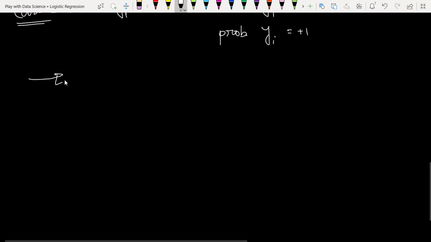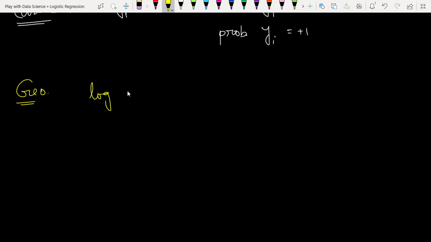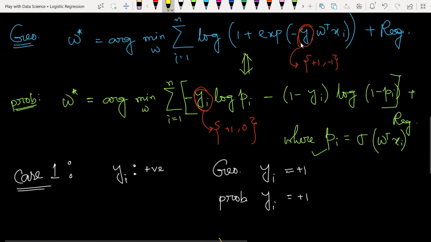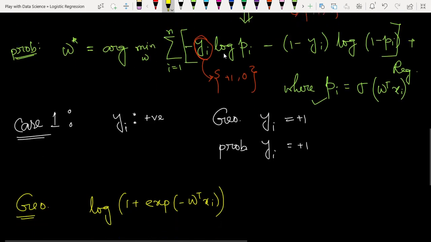If we apply this in the geometric part, the equation comes to log of 1 plus exponential of minus w transpose x. Actually y_i here is equal to 1. Just put in the y_i term, and this is what we get.